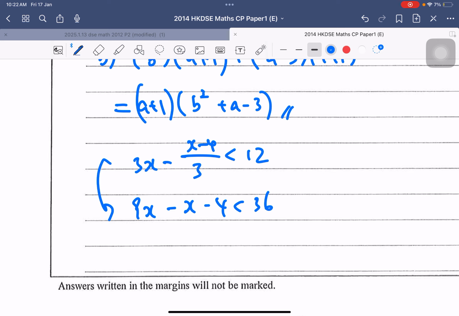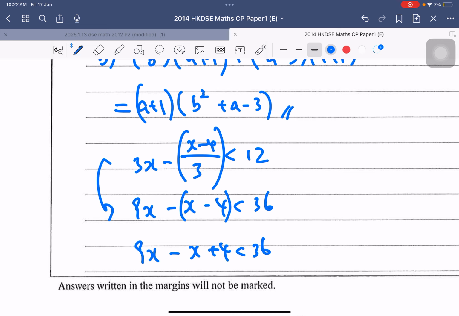The fraction is in the bracket. The fraction, exactly, the fraction is in a bracket. That's the mistake. But all of you get the final answer correct because this time luckily it's "or". It doesn't matter for the final answer. Okay? So this should be a bracket. Then we have 9x minus x plus 4 is more than 36.